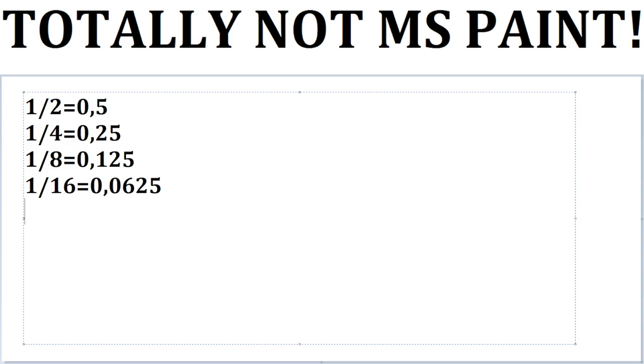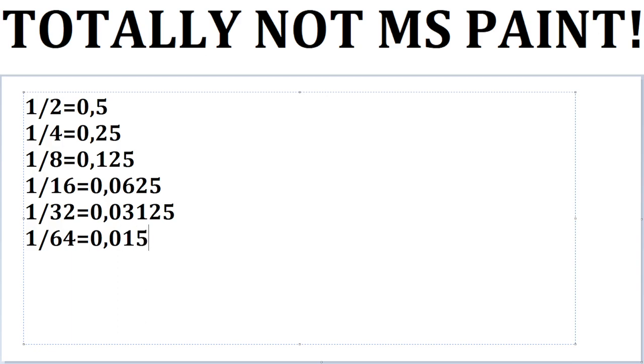Next one, a 32nd. That's weird to say. Is 0.03. And let me check, 125, isn't it? There it is. And one more, a 64th. May the 64th be with you. 0.015 and 625 again. These are nice to calculate. So this is just going to be my little cheat sheet.